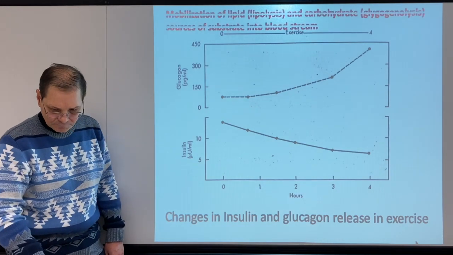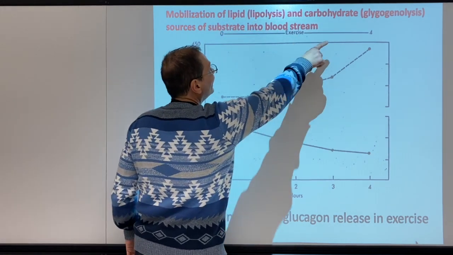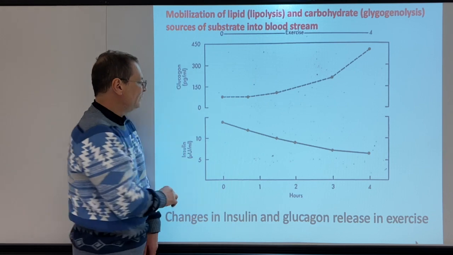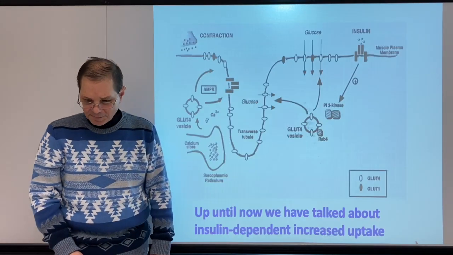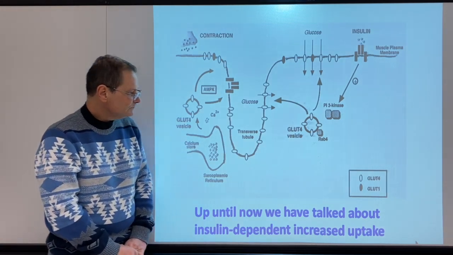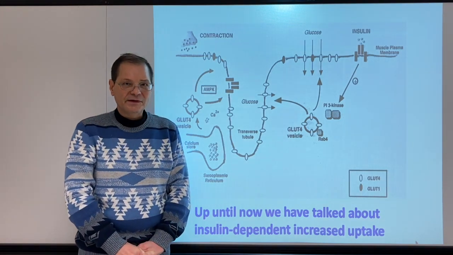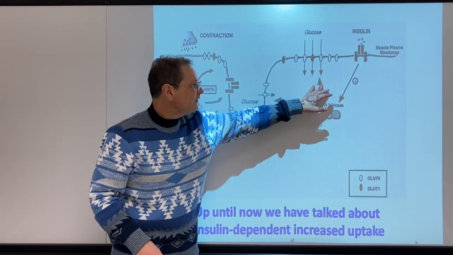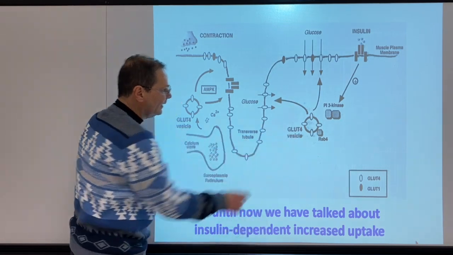All right, so mobilization of lipid and carbohydrate, sources of substrate in response to an increased glucagon and a decreased insulin, okay? So that makes some sense to you. Now, on the level of the muscle, let's look at how the muscle takes that glucose up and uses it. So our normal insulin-dependent response is demonstrated on the right-hand side here, okay?